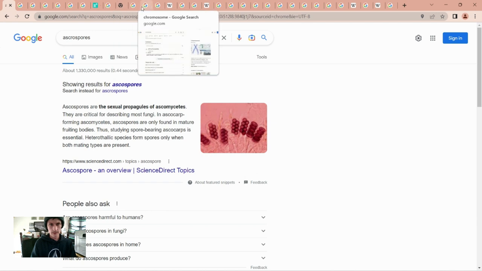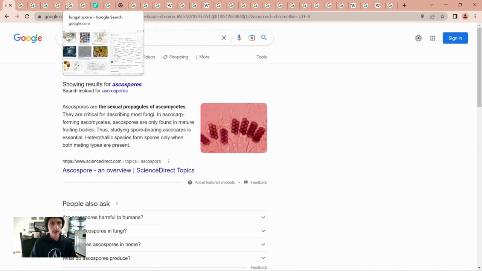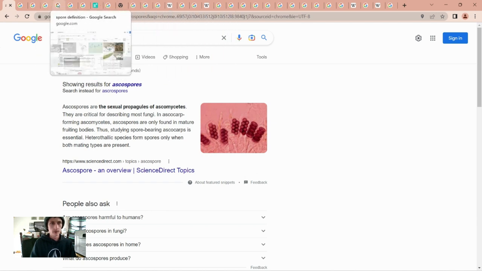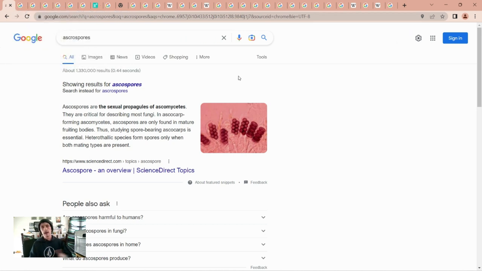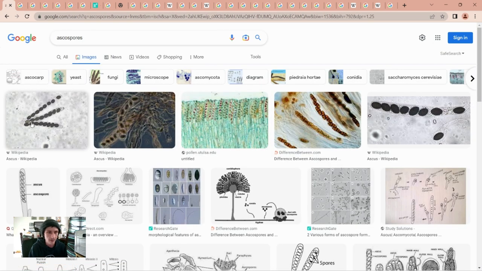So we have a fungal spore. We're looking at ascospores. We know what an asco is because of Ascomycetes. It is their spore-producing structure compared to Basidiomycetes. So ascospores make these sacs, bags of spores almost. That's how morels and truffles and cordyceps are producing their spores.